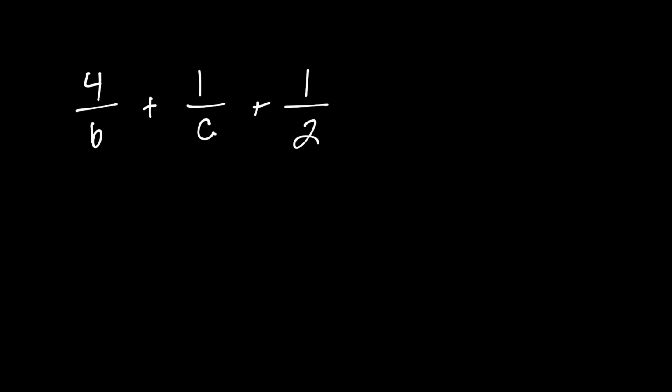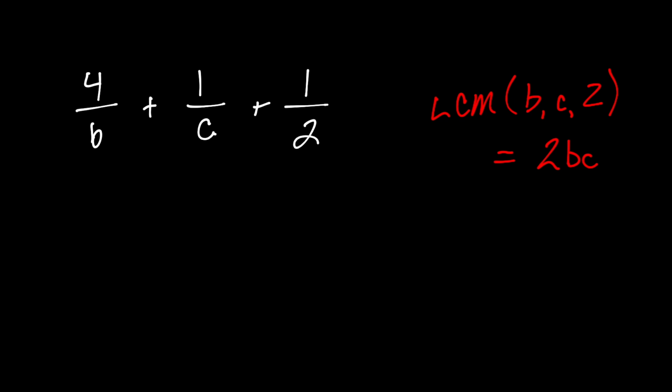So sometimes you'll see it this way. You'll see an expression has 3 fractions in it. So they all have different denominators. So the first thing we have to do is find the lowest common denominator, or at least a common denominator of b, c, and 2. So that is equal to 2bc.